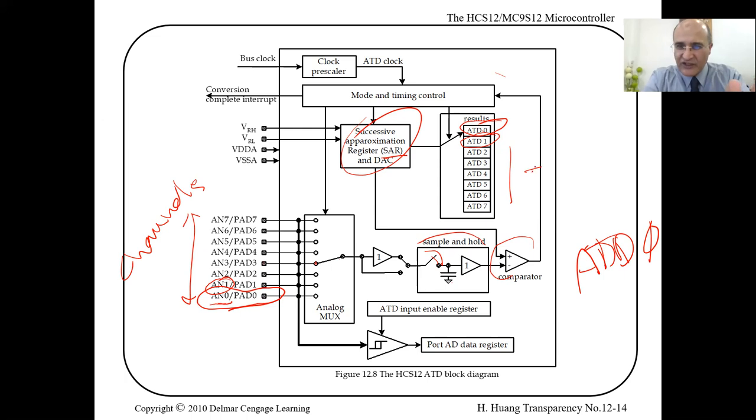Okay. There are more details here. Does AN0 always store in ATD0? Does AN6 always store in ATD6? No. The answer is no. It depends on something called FIFO or non-FIFO mode. I'll explain that later. But we have 8 data registers for the 8 readings of the 8 channels. So any voltage value connected to any of these pins will be converted into a number that will be stored in a data register. We call it a result register after applying the successive approximation logic.